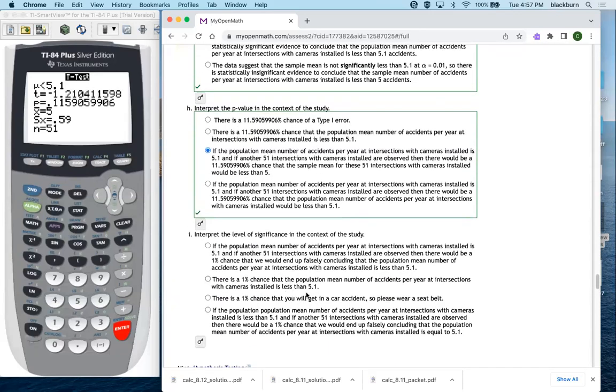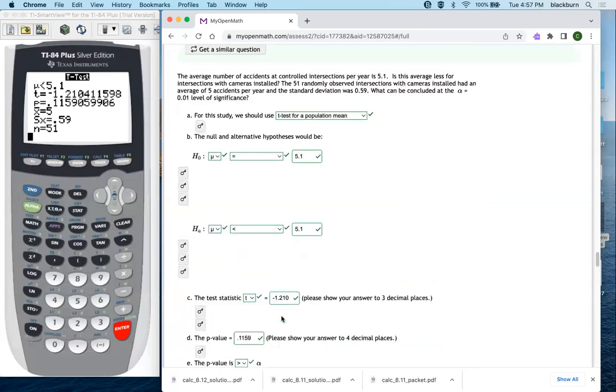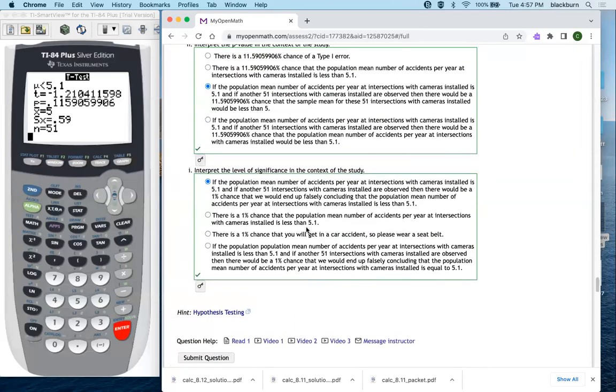And then last one. Once again, it's going to be one of the paragraph ones. If the population mean number of accidents per year at intersections with cameras installed is 5.1, and another 51 intersections with cameras installed are observed, then there would be a 1% chance that we would end up falsely concluding that the population mean number of accidents with cameras installed is less than 5.1. That's the one, because it talks about the less than instead of the equals to.